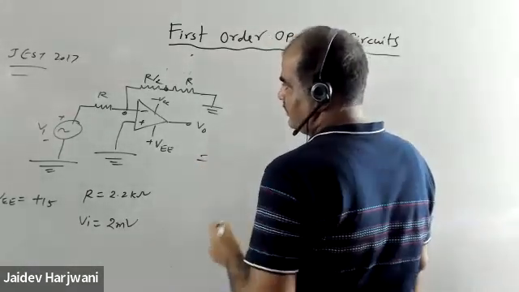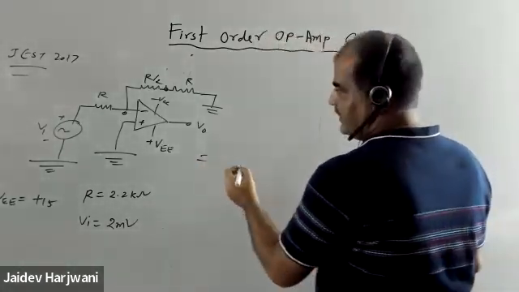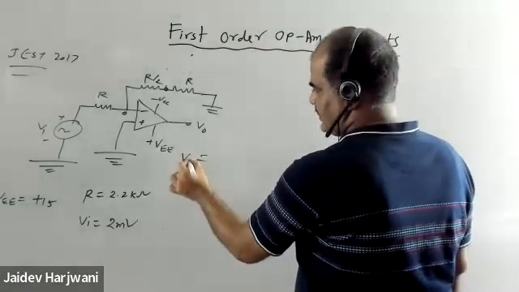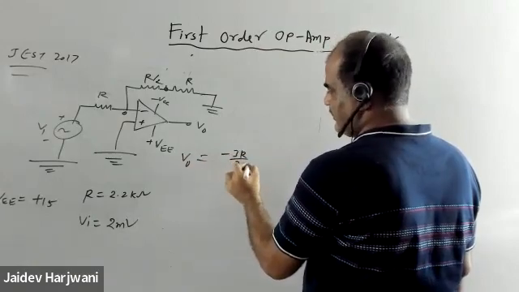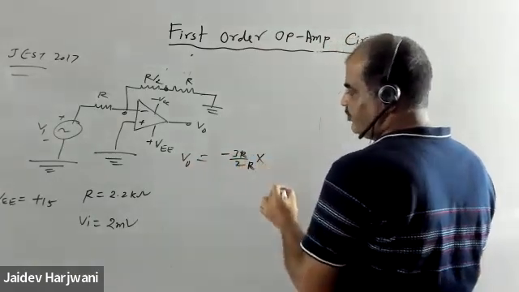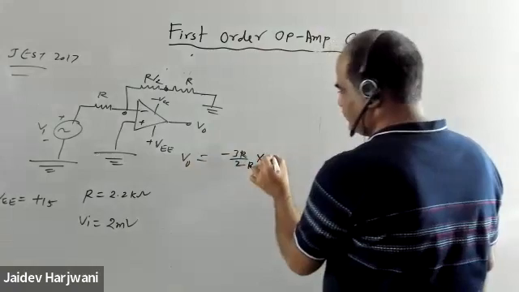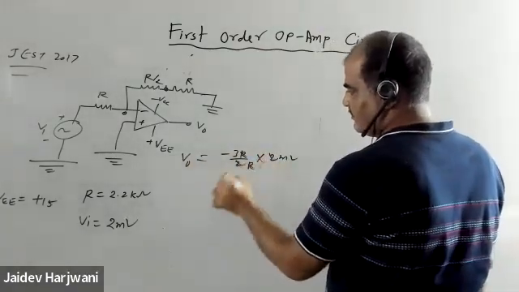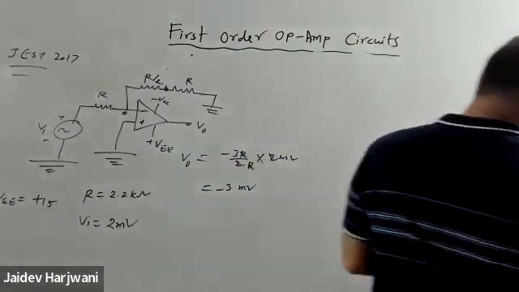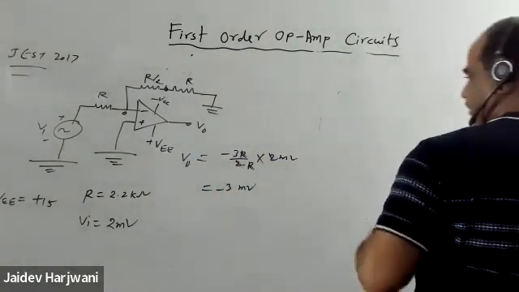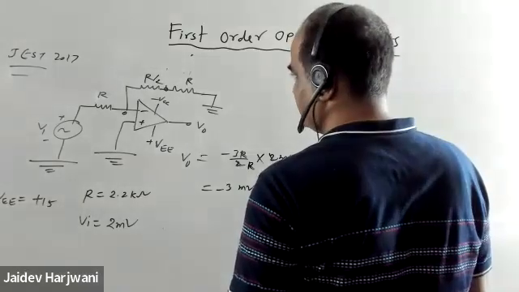So you can tell what is the output. Minus RF upon R, that is minus 3R/2 upon R, into V input. V input is what? 2 millivolt. So this becomes minus 3 millivolt. Minus की plus? सर 1.6 आएगा ना सर? 1.6. सर ये इन्वर्टिंग वाला होगा ना सर?